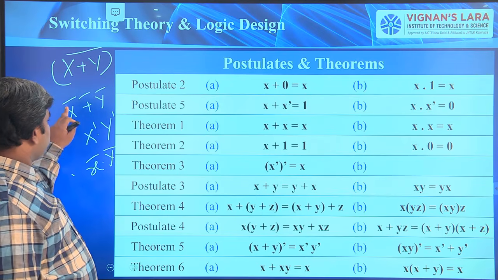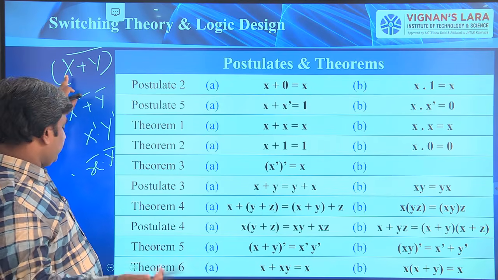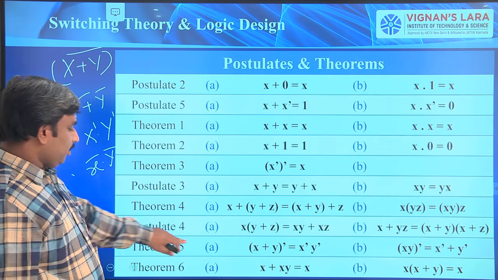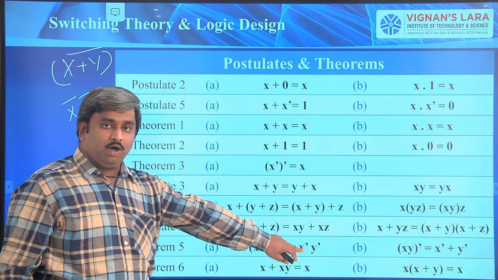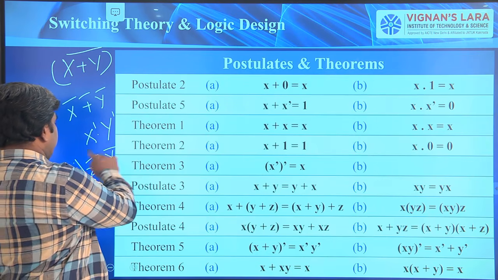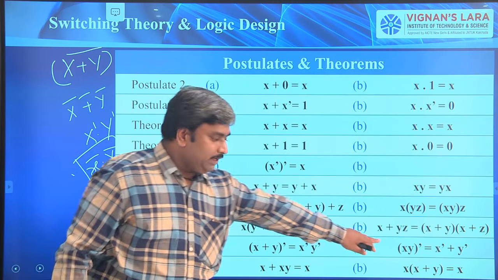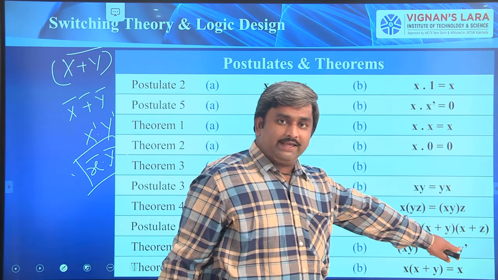So this is the property of theorem 5. x plus y whole bar is equal to x bar dot y bar. So this is the function. In the same way, xy whole bar is equal to x bar plus y bar.